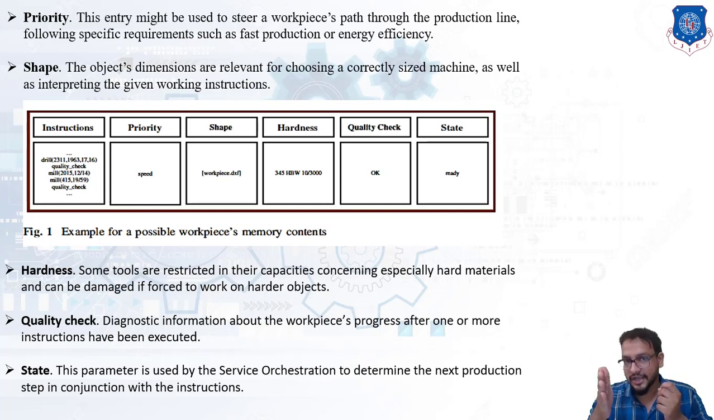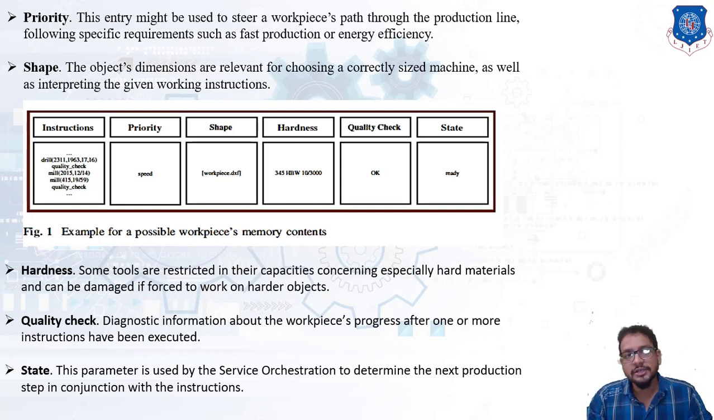Then after, the quality check is going to automatically check whether the quality is as per the predefined quality or not. If it is as per the requirement, it will indicate that it is okay. Then comes the state. State means whether the workpiece is ready or not, finished or not. You can clearly see it is written that the priority entry might be used to steer a workpiece's path through the production line following specific requirements, for example fast production or energy efficiency. This is the priority.